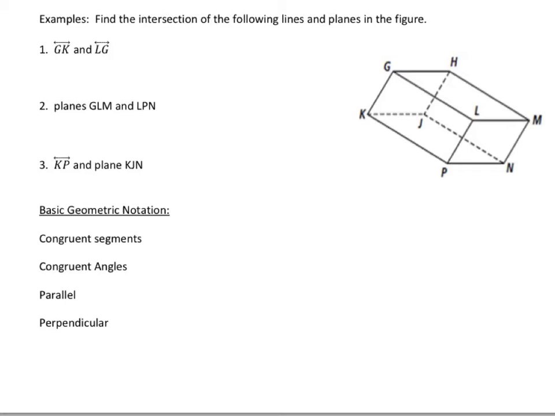Given this cube in space, let's look at intersection points of the following lines and planes on the figure. So where is the intersection of line GK, so I'm going to change that to red, line GK and line LG? GK is right here, and LG is right here. Where do those two lines intersect? And that would be at point G.